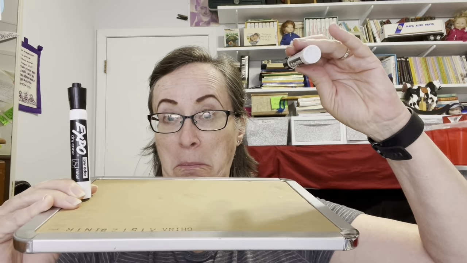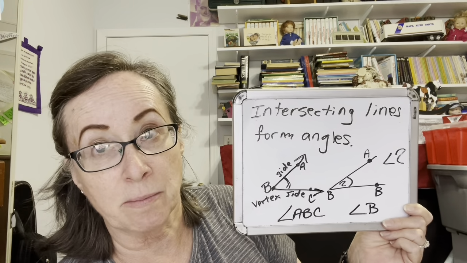All right, so now intersecting lines form angles. Angles are two rays that are joined at a point, and that point is called the vertex. And then these two rays become the sides of the angle. And this right here in the middle is the angle. Now, hopefully you've played with angles before, but if you haven't, we'll be playing with them some in here. So we measure angles with a protractor, and right now we're mostly naming these figures, but we'll be measuring them later on.